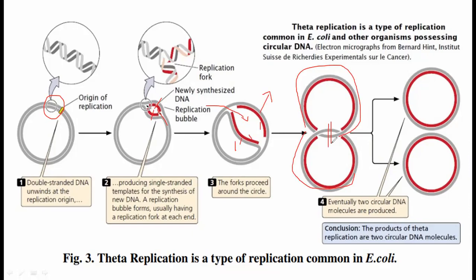Theta replication is a type of replication common in E. coli and other organisms possessing circular DNA. Is this clear to you with this diagram? You can have a look at the diagram again. Bubble replication, origin of replication, replication bubble.